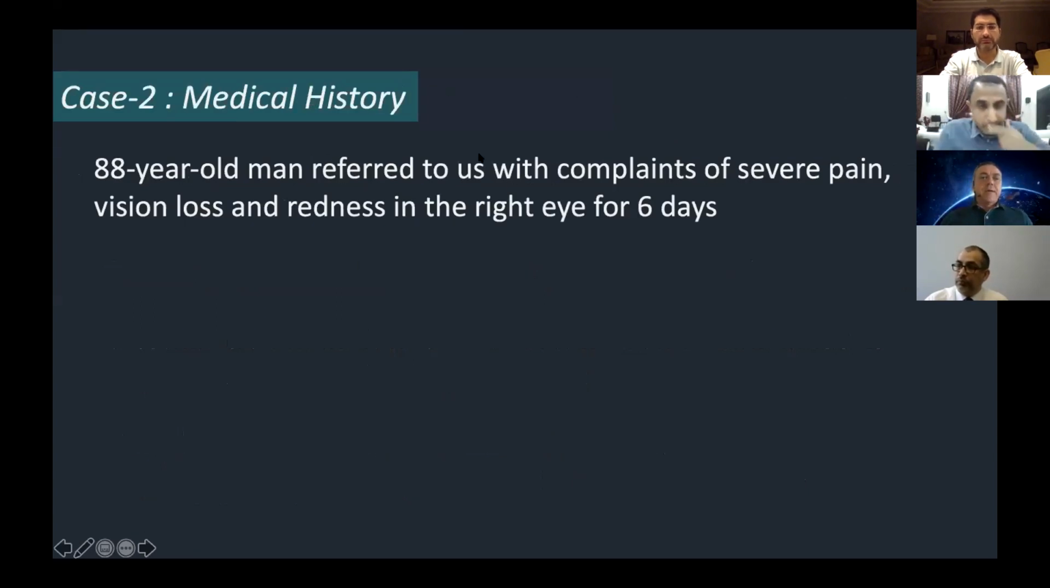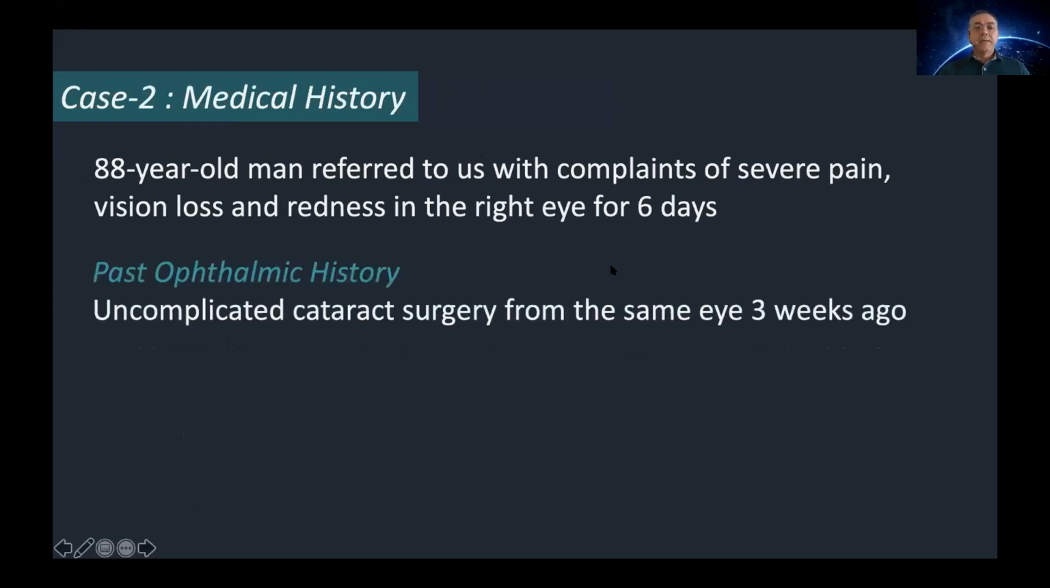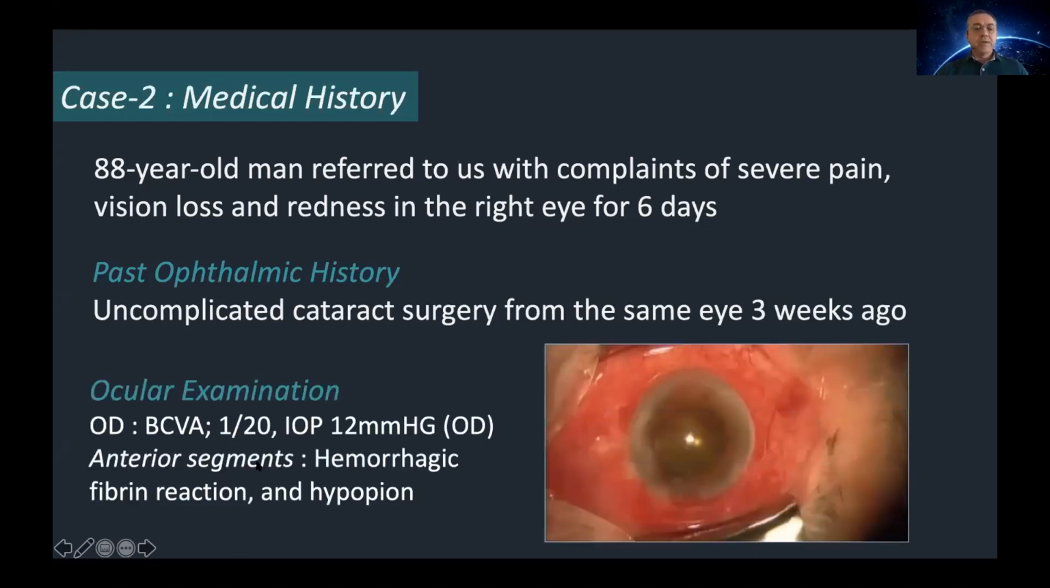So this is another patient, an 88-year-old man referred to us with a complaint of severe pain, visual loss, and redness in the right eye for 6 days. He had uncomplicated cataract surgery in the same eye 3 weeks ago, and the complaint started about 2 weeks after surgery. On ocular examination, the visual acuity was 120, and the anterior segment had hemorrhage, fibrin reaction, and also hypopyon.